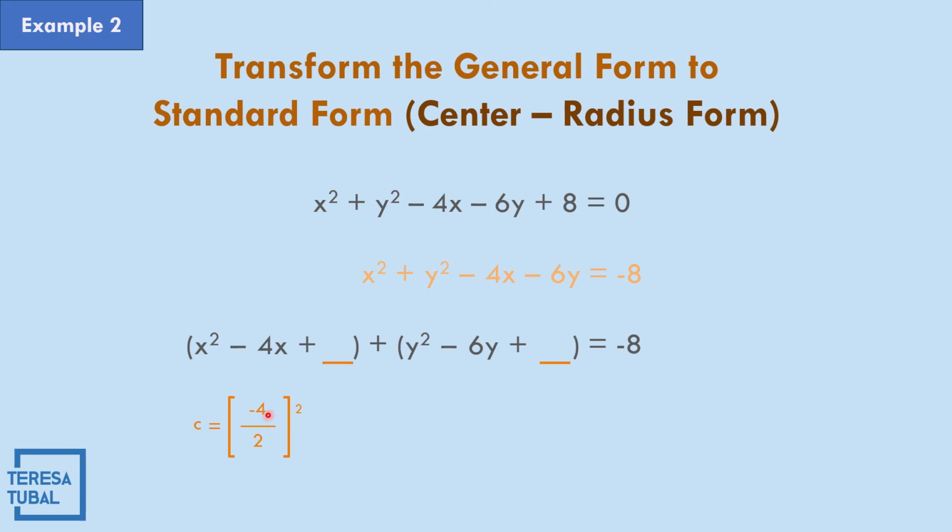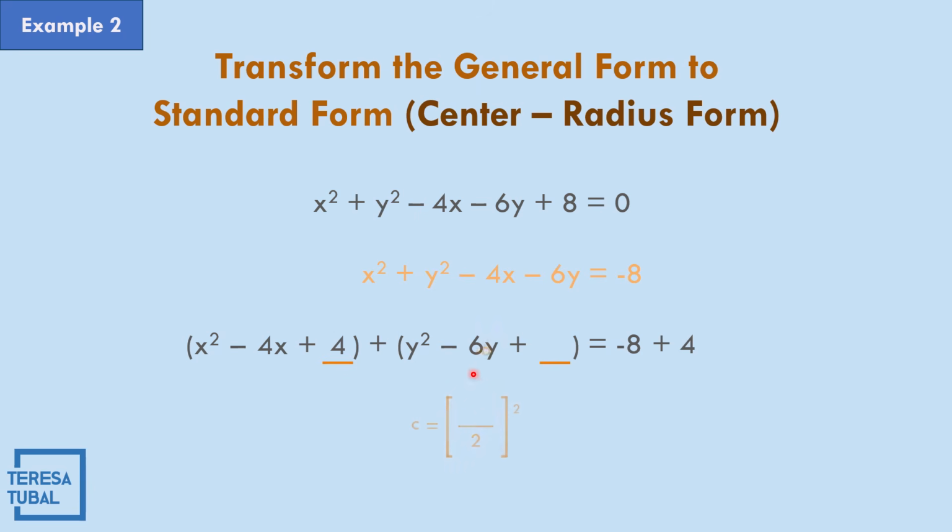So the solution: negative 4 divided by 2, squared. Negative 4 divided by 2 is negative 2. Negative 2 times negative 2 is positive 4. So the number to be added on the left is 4. It should be added on the right side, that is equal to positive 4.